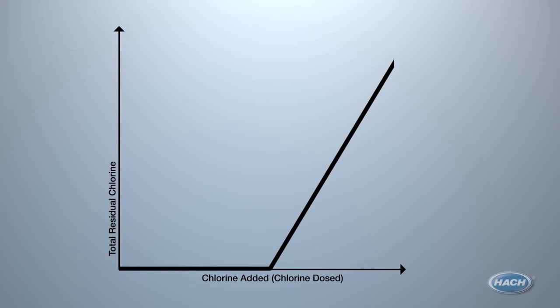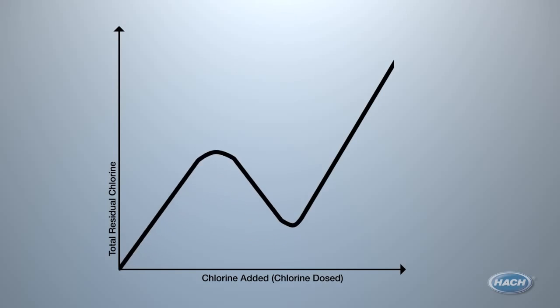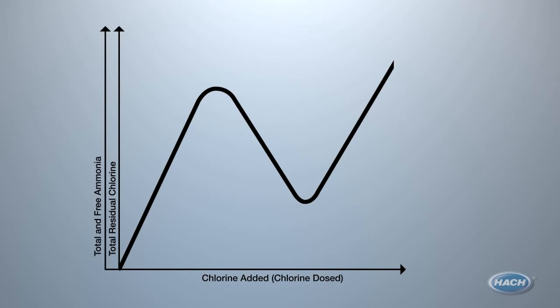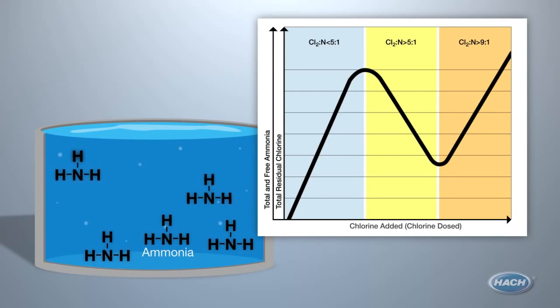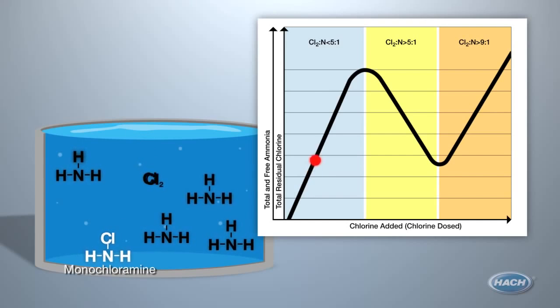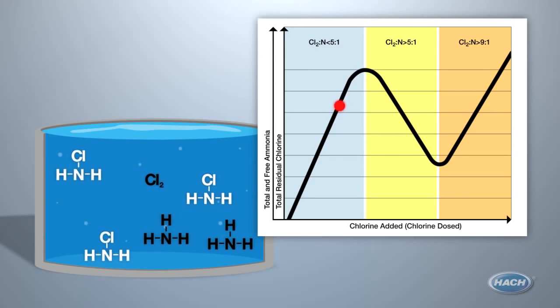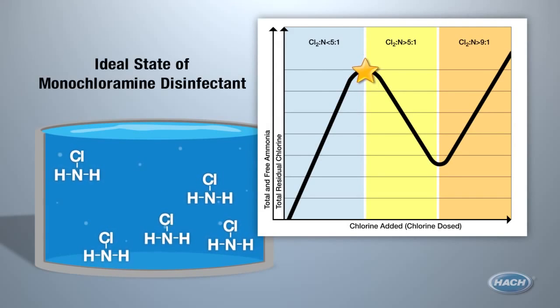When ammonia is added to chloraminating systems or is present in the system, our graph changes, pushing up the amount of matter the chlorine has to bond with initially. This creates what is known as the chloramination curve. You are trying to create monochloramine. The ammonia drops a hydrogen atom and the chlorine takes its place. When you have effectively bonded one chlorine molecule with each ammonia, you have achieved the ideal state of monochloramine disinfectant.